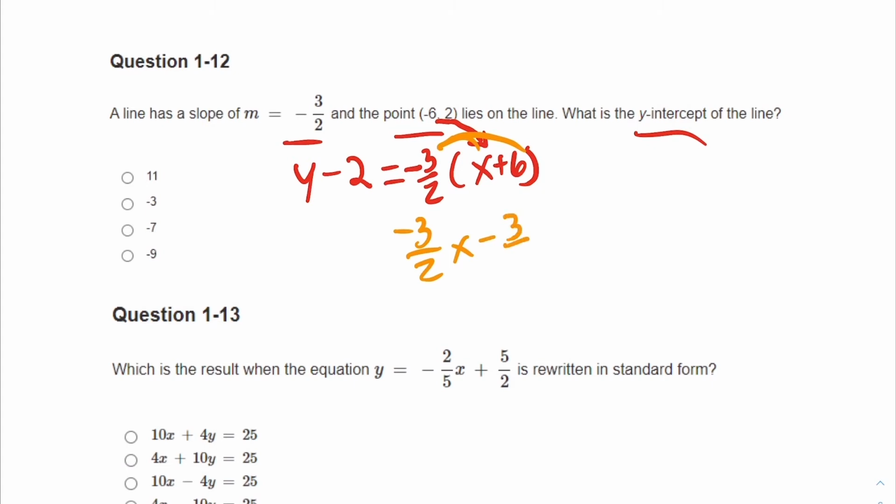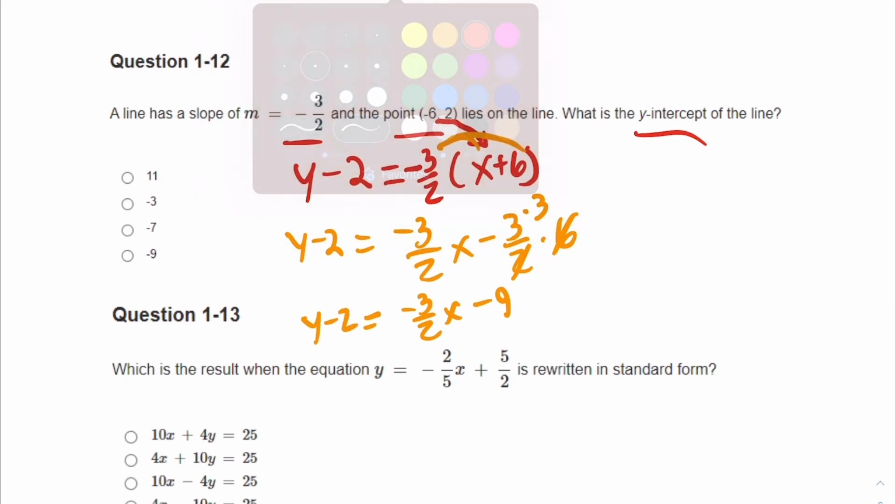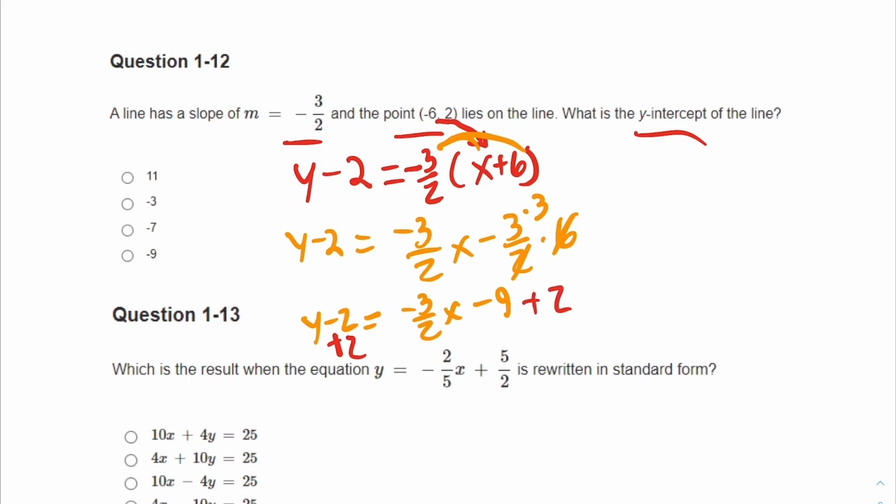And negative 3/2 times 6. Negative 3/2 times 6 is the same as negative 3 times 3, which makes negative 9. And we're going to get the final answer by adding this 2 over here to get y equals negative 3 halves x minus 7. Negative 9 plus 2 makes negative 7.